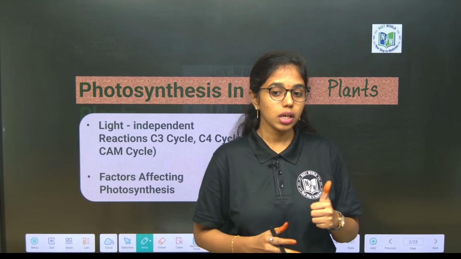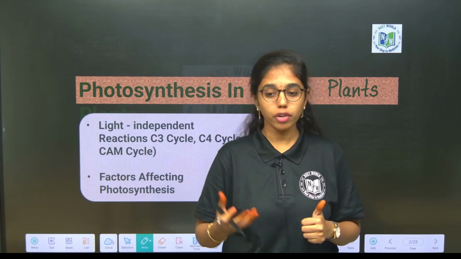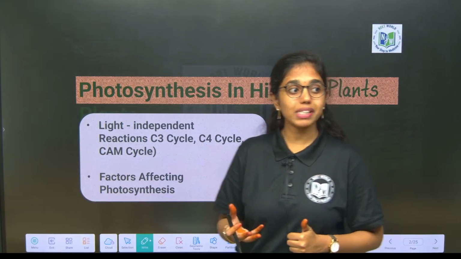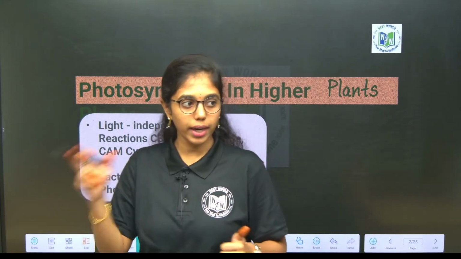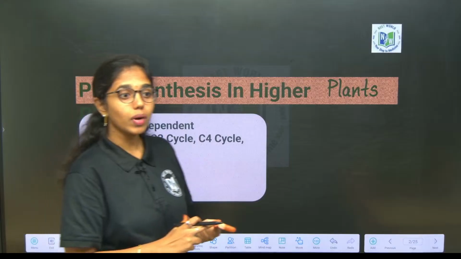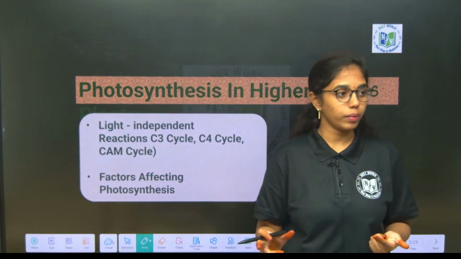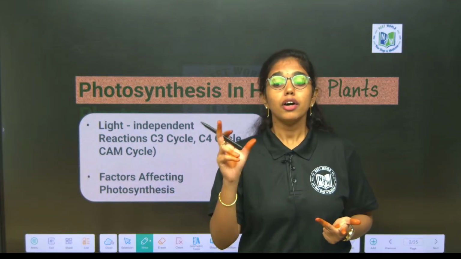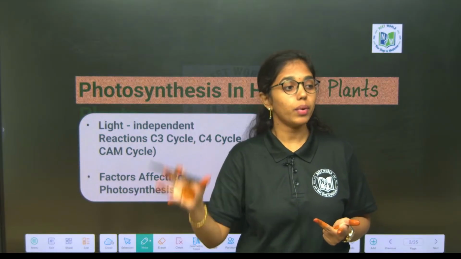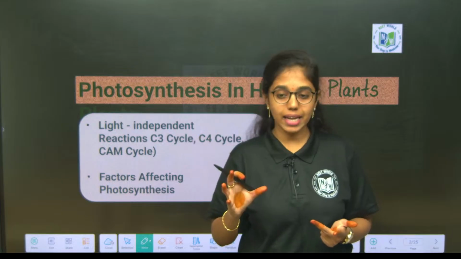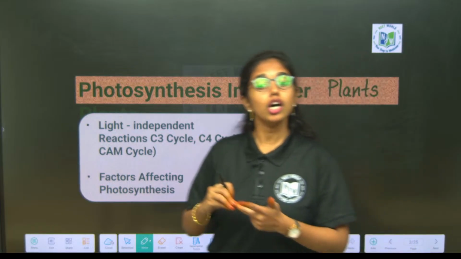First is absorption of light in the form of photons. This happens in the thylakoid lamellae or thylakoid membrane. Second is photolysis of water, which happens in the thylakoid lumen. And third is formation of assimilatory power, that is ATP and NADPH. This takes place in the stroma.